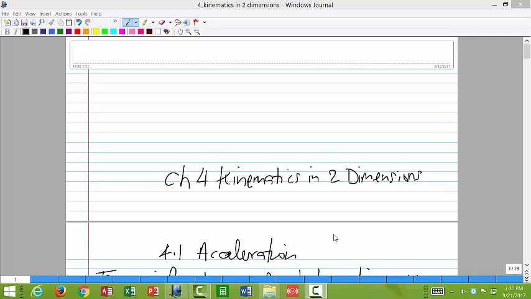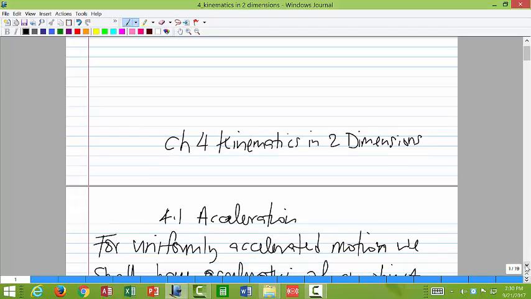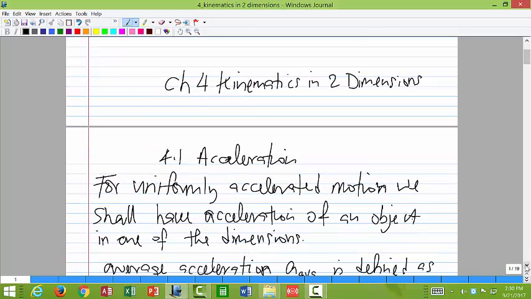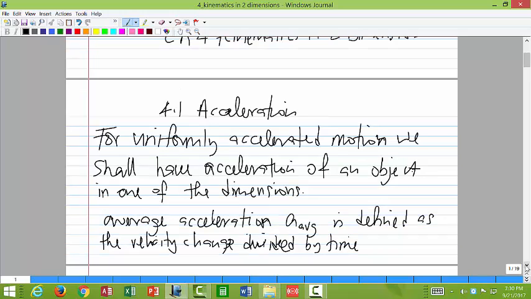Okay, so let's look at kinematics in 2 dimensions. We shall look first at acceleration. So we shall be looking at acceleration of an object first in 1 dimension. And since we are interested in 2-dimensional motion, we shall look at both the vertical motion and the horizontal motion.